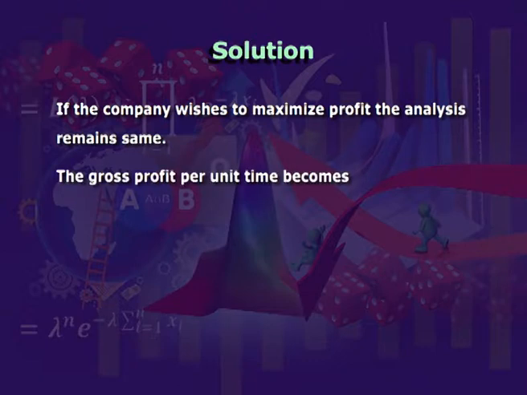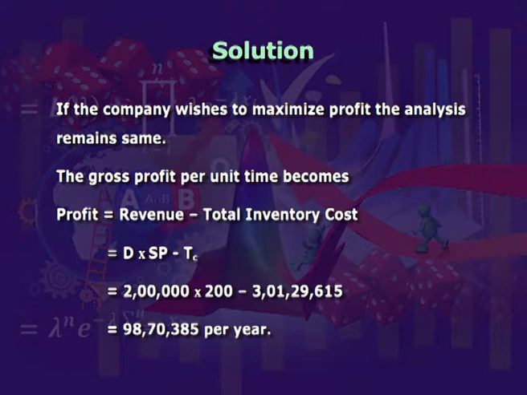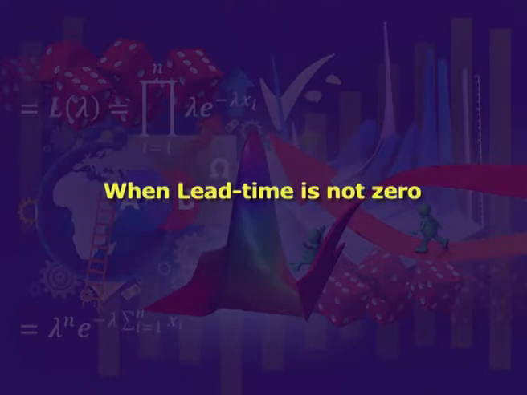The gross profit per unit time becomes profit equal to revenue minus total inventory cost. That means D into selling price minus TC, which is equal to 200,000 multiplied by 200 minus 30129615. It comes out to 9870385 per year.